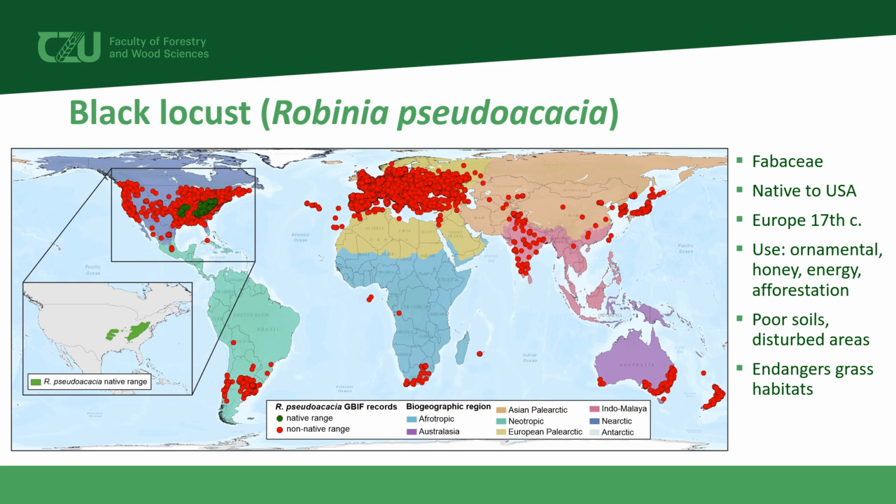Despite its invasive status, the black locust is popular among beekeepers and has potential as a bioenergy source. In China, it is even being used for afforestation attempts due to its ability to grow on poor soil and thrive in disturbed areas such as mines, roads, and railways.